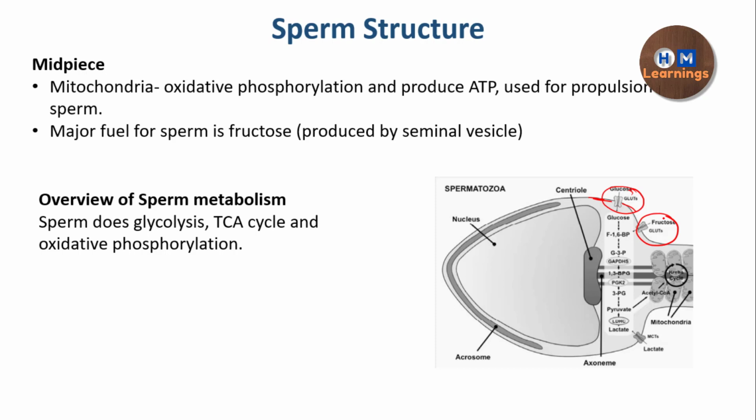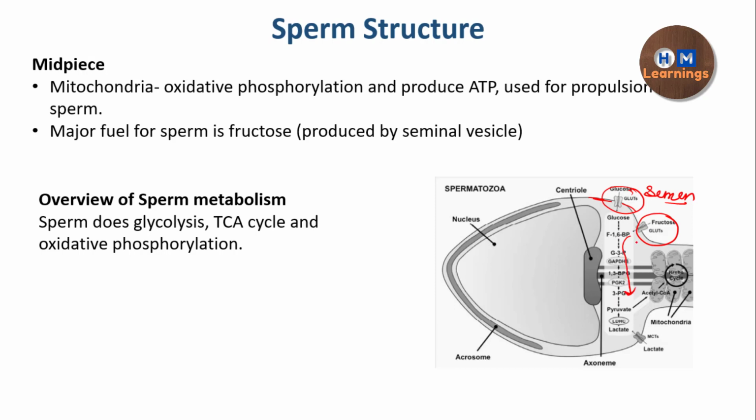That is majorly fructose, because fructose is the major fuel present in the semen produced by the seminal vesicle. So the major fuel used by the sperm is fructose, but sometimes it can use glucose also. You can see here that if this is the semen and it has fructose, then with the help of the GLUTs on the plasma membrane, it can enter inside the cell, and then it can undergo glycolysis in the cytoplasm.